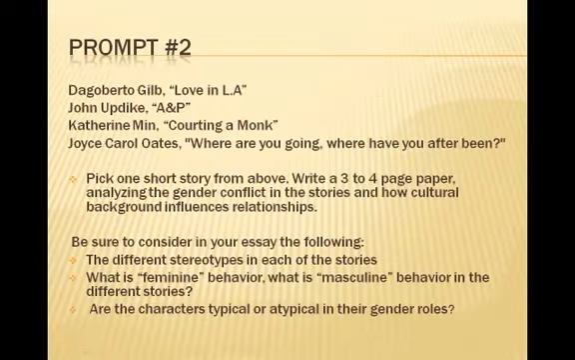Prompt 2, the stories are Love in L.A. by Dagoberta Gilb, A&P by John Updike, Courting a Monk by Catherine Min, and Where Are You Going, Where Have You Been by Joyce Carol Oates. Pick only one short story from above and write a 3 to 4 page paper analyzing the gender conflict in the stories and how cultural background influences relationships.